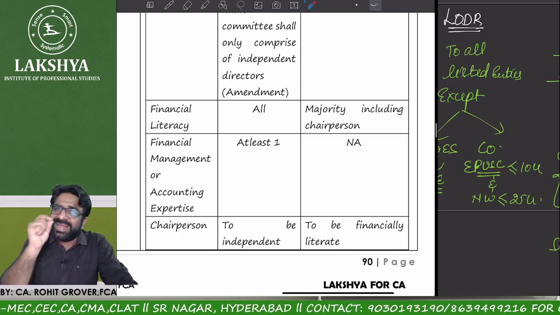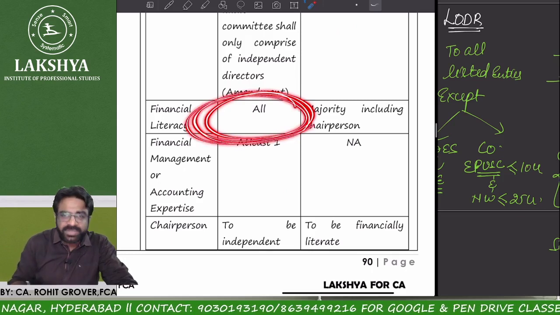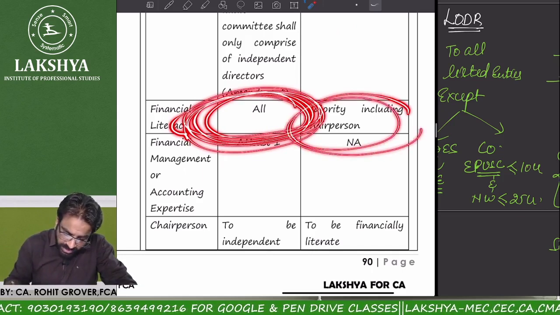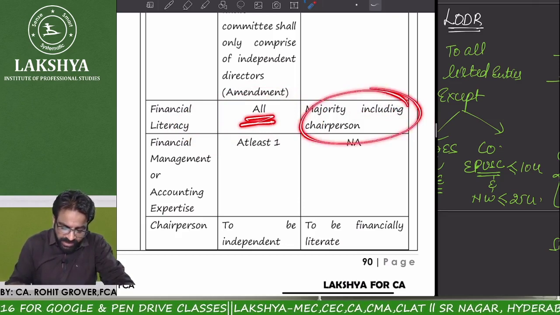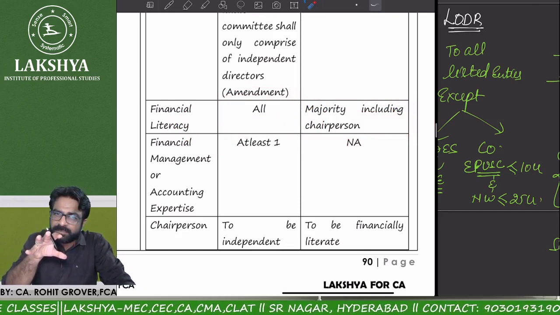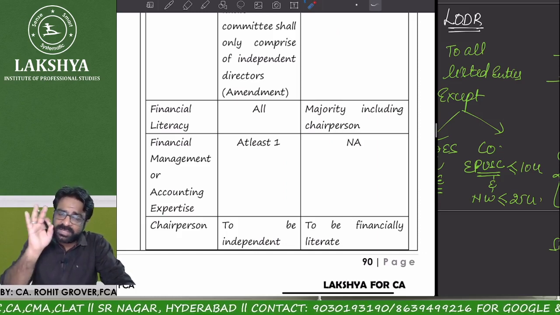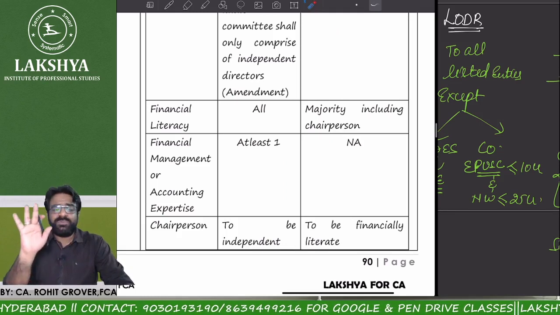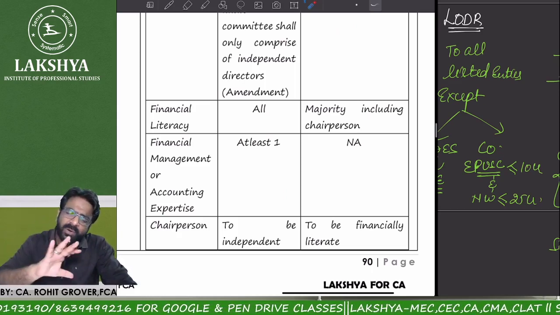So, if you are a listed entity, in the audit committee as per LODR, all the members of your committee should be financially literate, whereas as per the Companies Act, a majority including the chairperson should be financially literate. So here we need all, and here we need a majority including the chairperson. You can see that the LODR is more stringent as compared to the Companies Act, which needs only a majority.